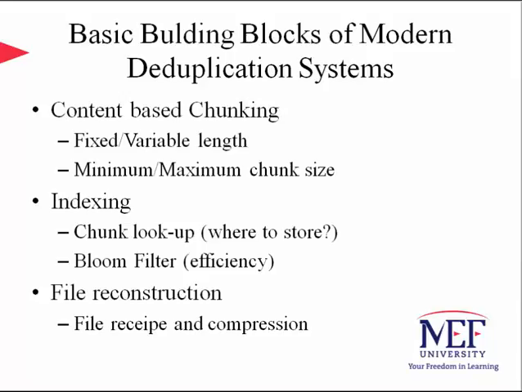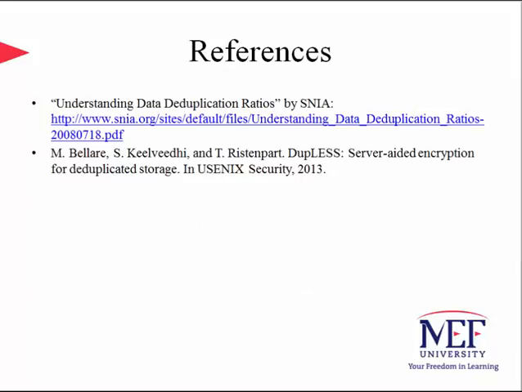The final building block is called the reconstruction operation, which involves the file receipt, right, the pointers and the other metadata, and also the original, unique blocks, to be able to reconstruct the file, and finally to be able to have compression. Right, the file compression. So we'll touch upon these blocks later in our future classes.